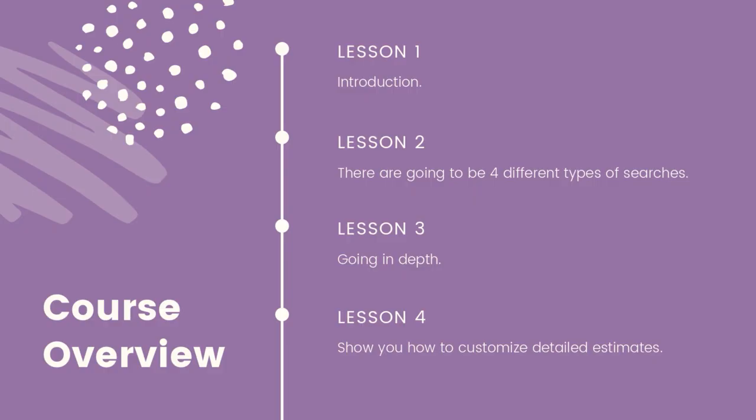Then, I'm actually going to show you how to customize detailed estimates, which is a little tool that is part of the Google Keyword Planner that allows you to figure out, okay, this is my budget. This is how much I want to bid for these keywords. How much is it going to cost me? How many clicks am I going to get?